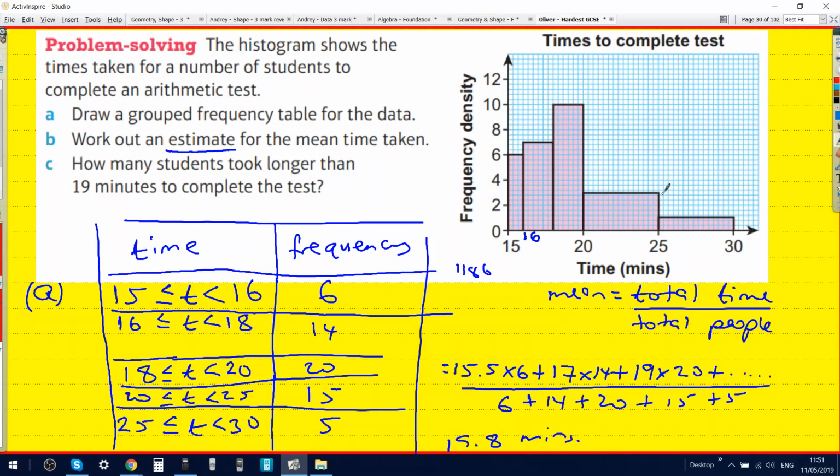Okay. Yeah, so make a frequency table, and then get the mean from your frequency table. You can only estimate it by using the midpoint times frequency. So total of that over total frequency. Any questions there? That's good.